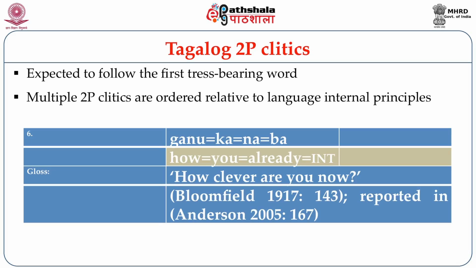Ka, na and ba are all 2P clitics, and if they were appearing independently, they would have all taken the second position. But when they come together, they are also ordered relative to language internal principles.